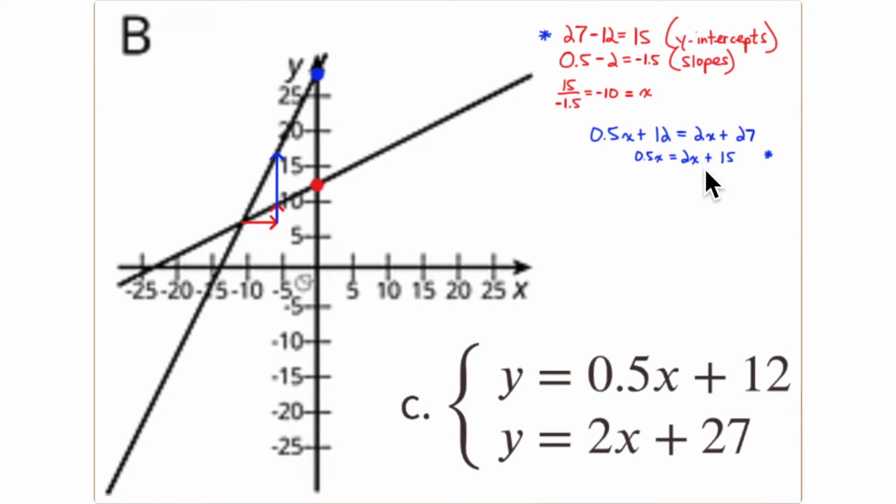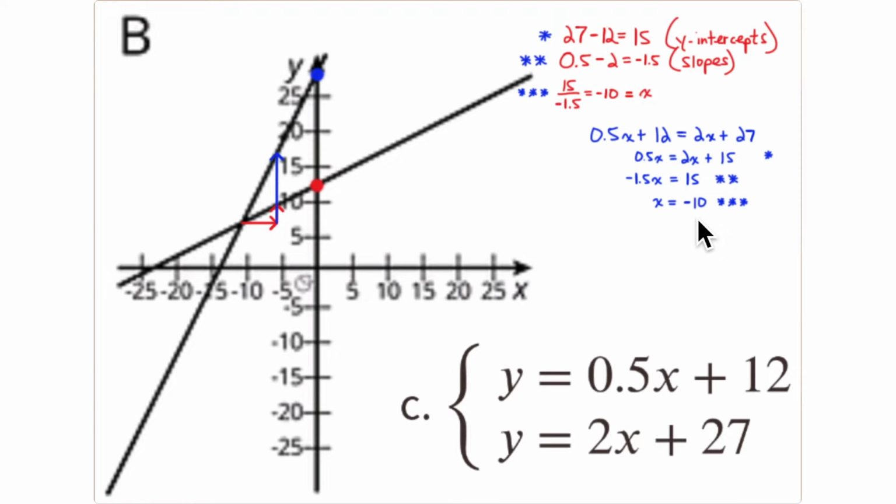So this is the difference in the y-intercepts. So this 27 minus this 12 right here gets rid of the 12 on the left side. You end up with 15 units. And the difference in the slopes is a -1.5 units. So this 0.5x right here minus this 2x is going to equal a -1.5x. And you can take that -1.5 out of 15 units, these 15 units right here, 10 times. So it's a -10. So the x-coordinate will be a -10.